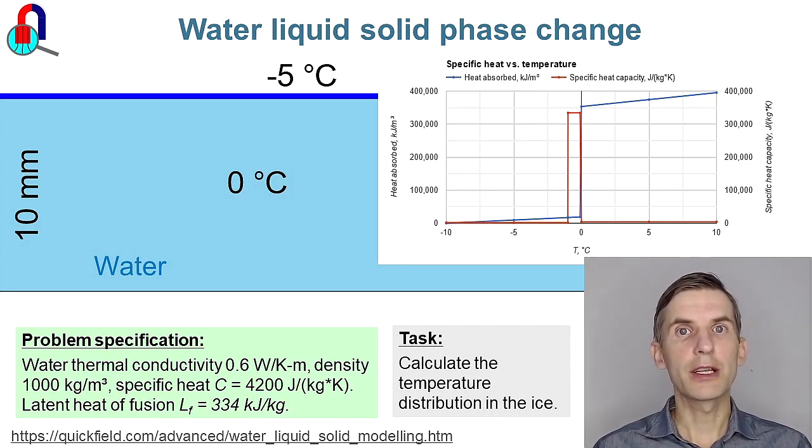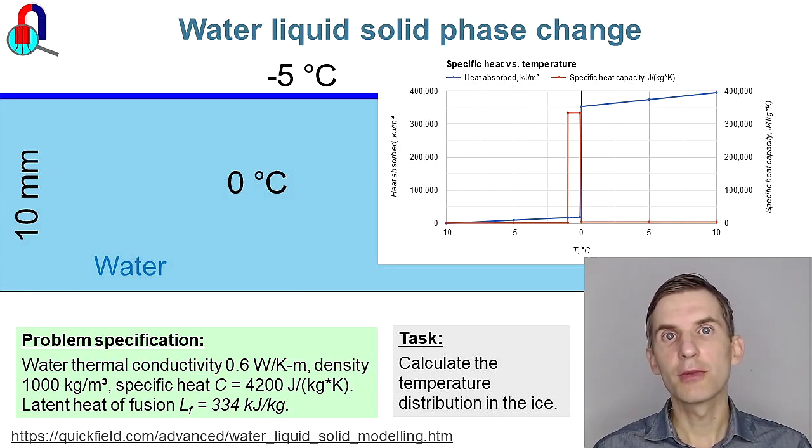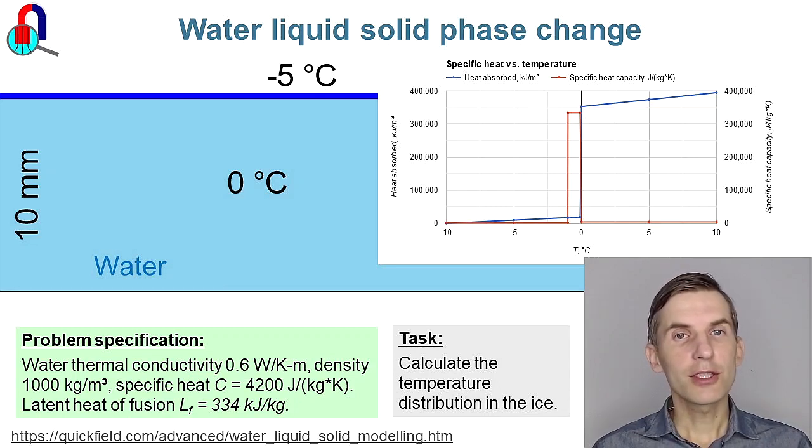Water liquid-solid phase change. To freeze the water, you need to cool it down. You pull the energy out of the water and the temperature drops. But at 0 degrees Celsius, you keep on pulling the energy out, but the temperature holds constant. During this process, the water is converted to ice.